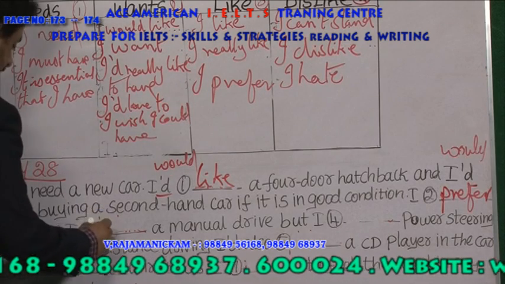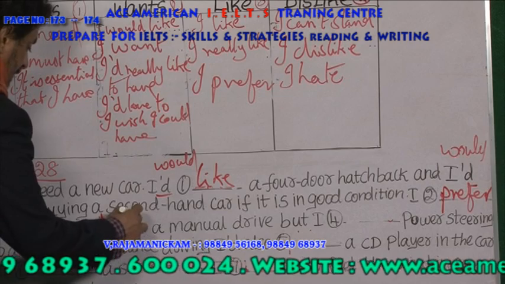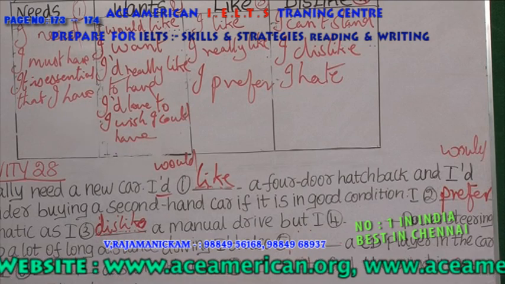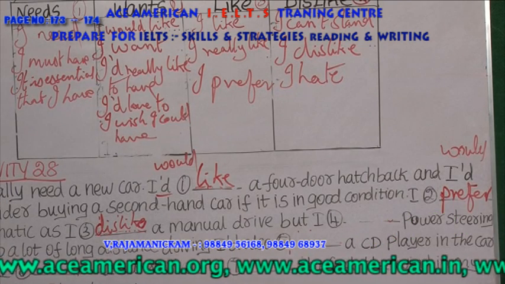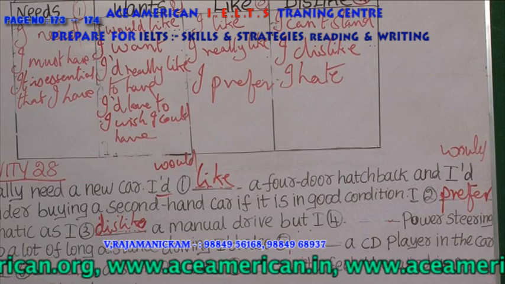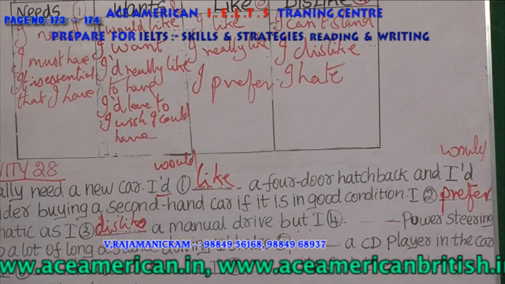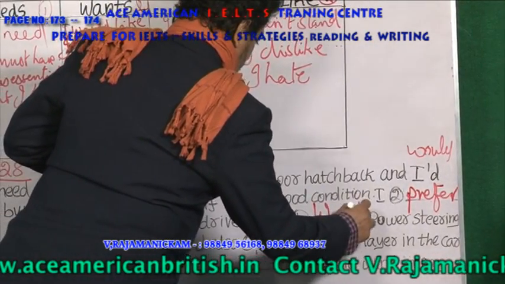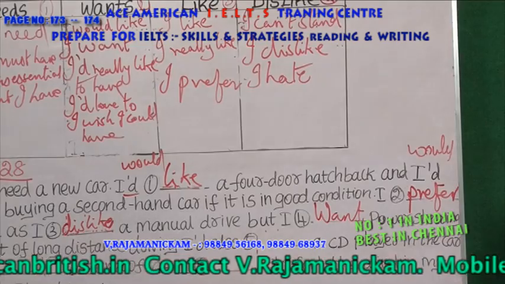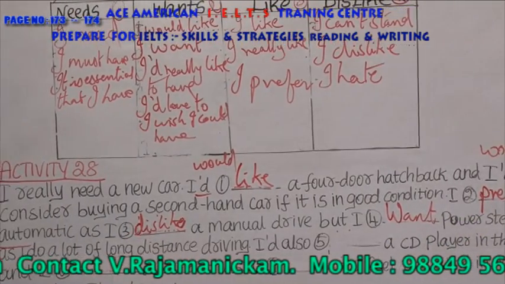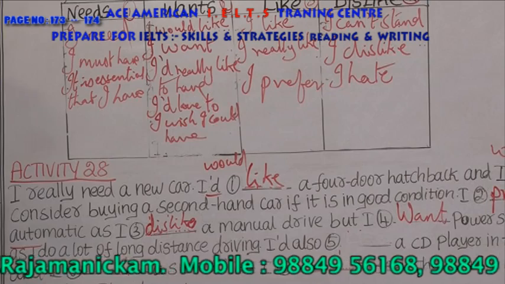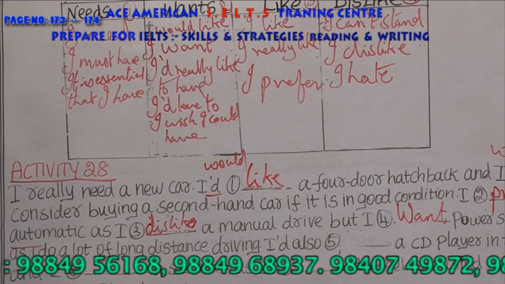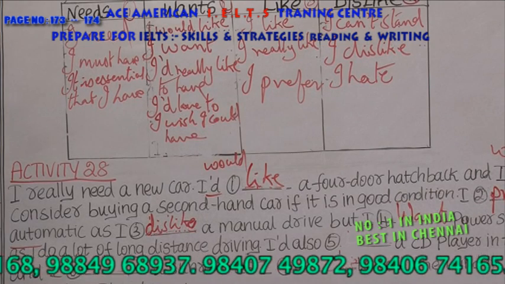Dislike. So this gentleman dislikes. He doesn't like. As I dislike, he dislikes manual drive. He likes only automatic drive. So, as I dislike a manual drive, but I want, I need, but I want a power steering as I do a lot of long distance driving. So he prefers to go in for automatic driving rather than manual driving because, yes, he drives for a long distance.